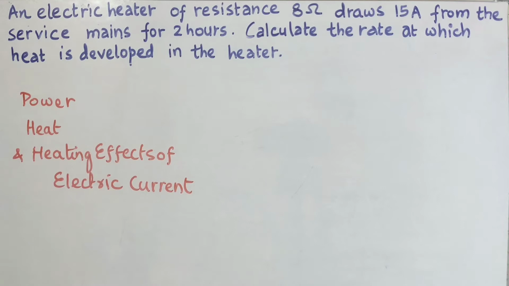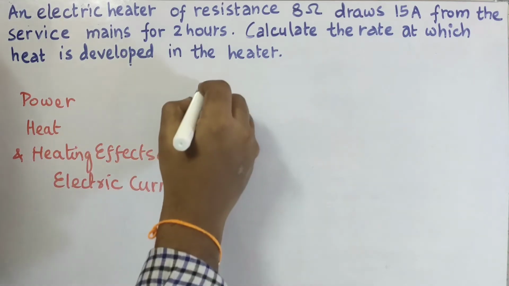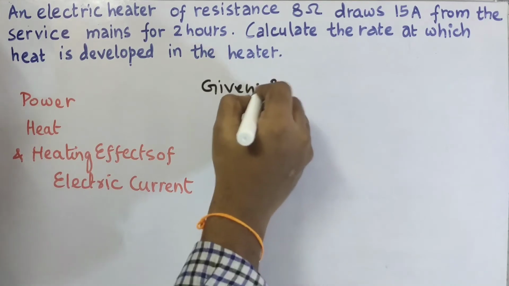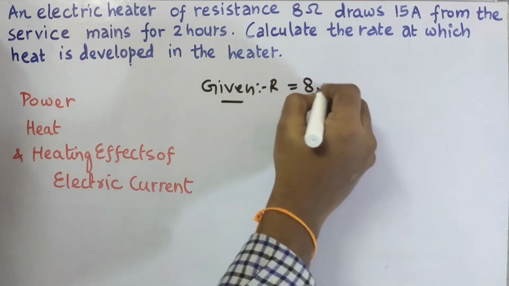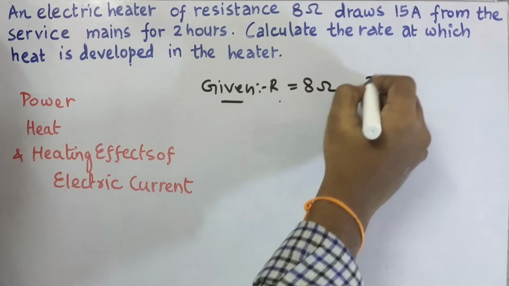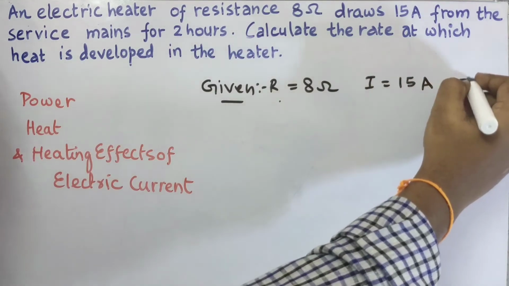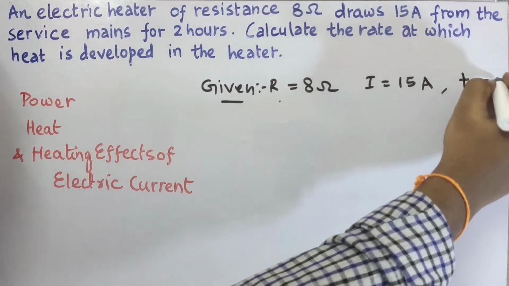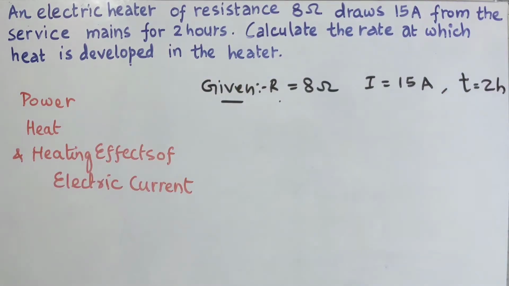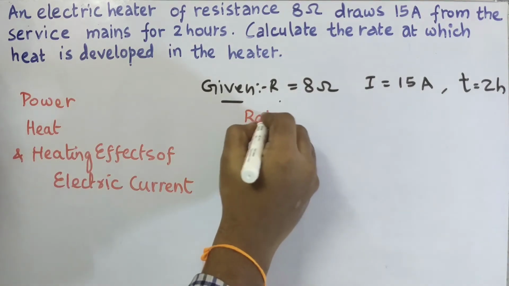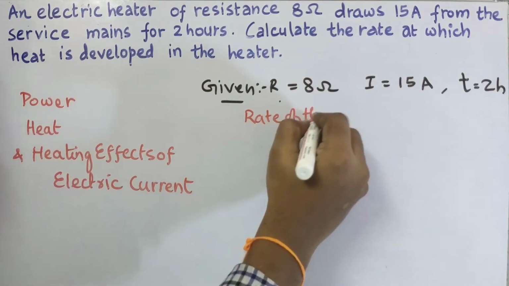So let me write what is given in the question. We are given resistance equal to 8 ohm, current is equal to 15 amperes and time taken is equal to 2 hours. So we need to calculate the rate at which the heat is developed, that is rate of heat.